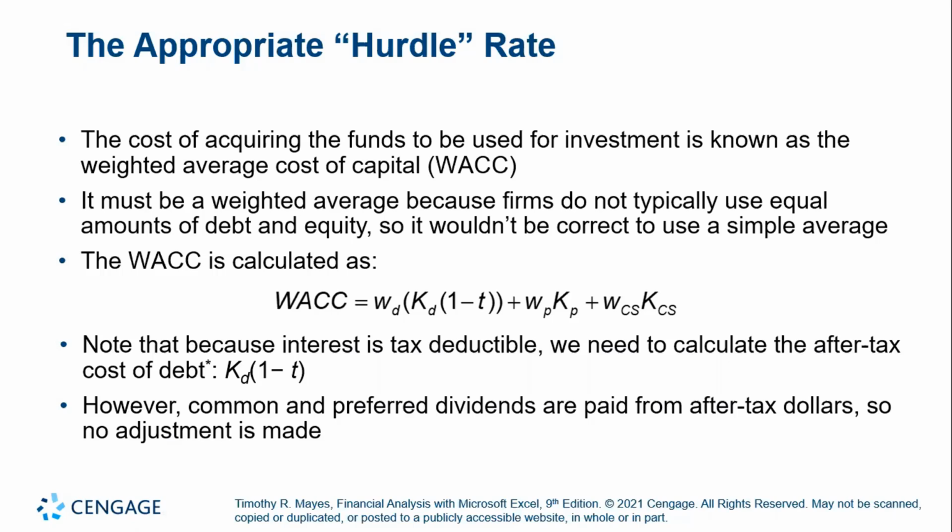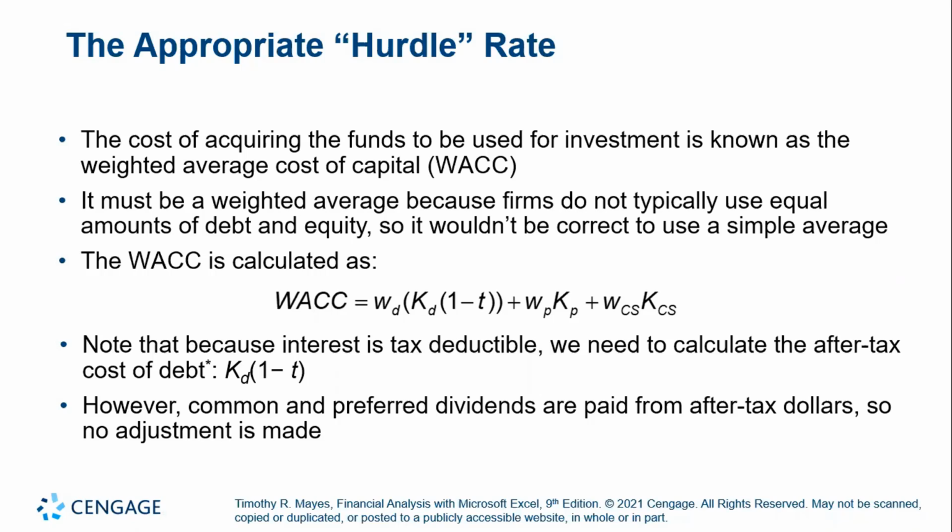The appropriate hurdle rate. The cost of acquiring the funds to be used for investment is known as the weighted average cost of capital, or WACC. It must be a weighted average because firms do not typically use equal amounts of debt and equity, so it wouldn't be correct to use a simple average.